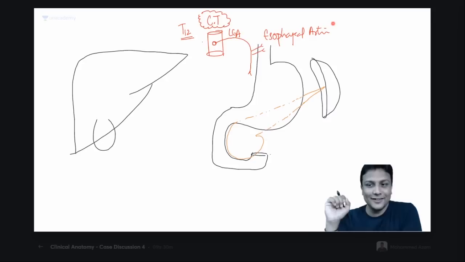Now welcome to the second one. Second one is splenic artery here. And splenic artery has to go to the spleen only. So from the celiac trunk, the splenic artery begins, and it has to go to the spleen.